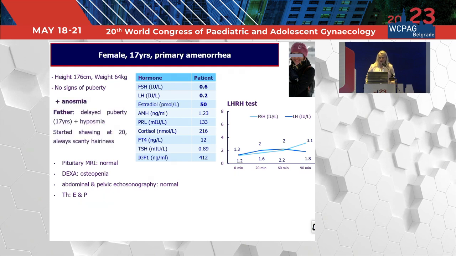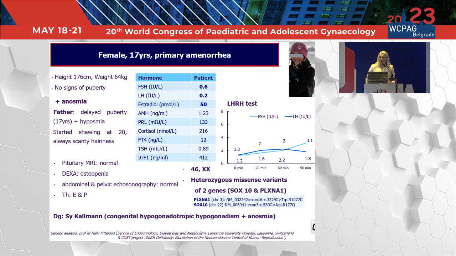What is important for her diagnosis? We must ask the patient about the sense of smell. She had anosmia. Also, the family history is very important for these diseases. Her father also has a reduced sense of smell. It is called hyposmia, and he had delayed puberty. So the clinical diagnosis in our patient was hypogonadotropic hypogonadism associated with anosmia, which is called Kallmann syndrome.